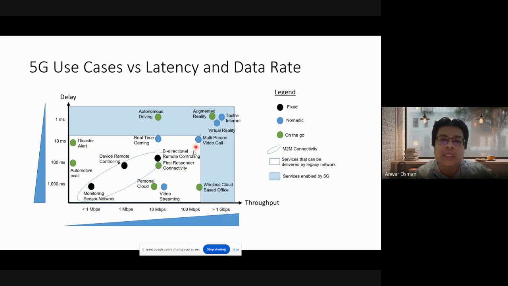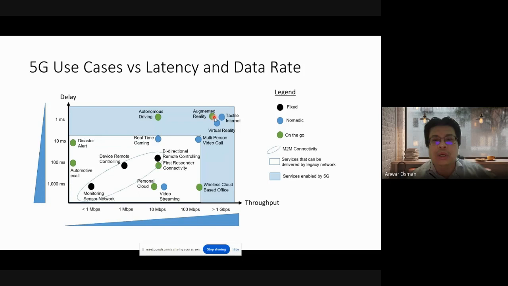And then you go on to see augmented reality and virtual reality, which is where we want to use 5G. This is where we need both the ultra low latency and the mobile broadband capability for this use case, right? So when we come to 5G, we have to define what is the use case that you are looking for, and compare that to the latency and the throughput requirement, okay?